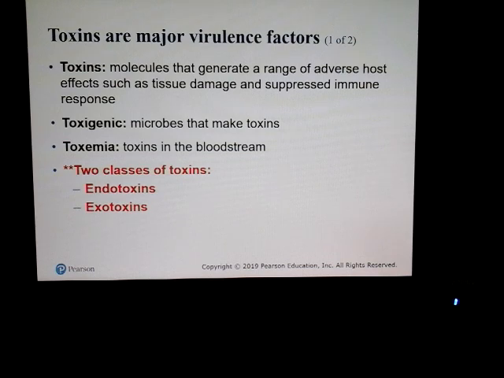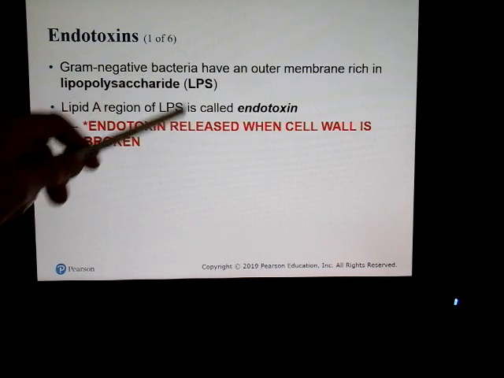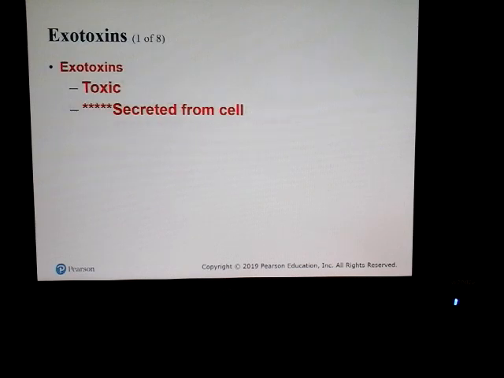So toxins are really major types of virulence factors, and two classes of toxins to be aware of are what are called endo and exotoxins. Now, an endotoxin is released when the cell wall is broken, and a good example of an endotoxin is lipopolysaccharide that is found in the cell wall of a gram-negative bacteria. So it acts as an endotoxin. Exotoxins, on the other hand, are toxic, and they are secreted from the cell. So they will be produced inside and pushed outside of the cell.